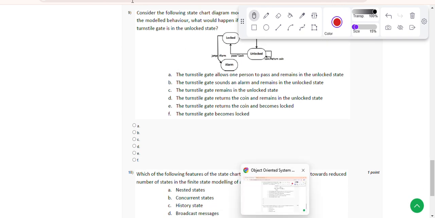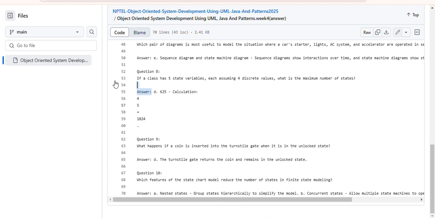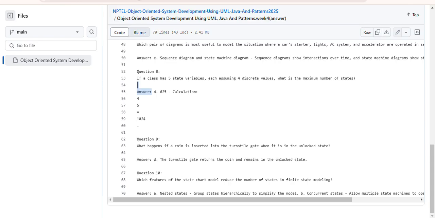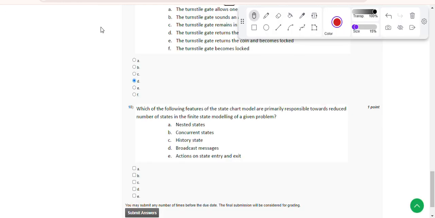Coming to the ninth question. D is the correct answer. Coming to the 10th question. A is the correct answer. Just A is the correct answer.